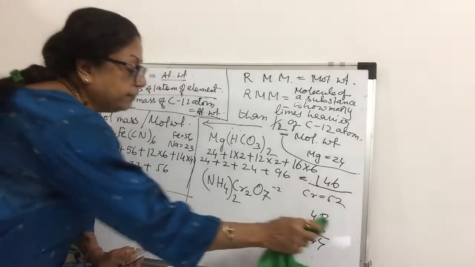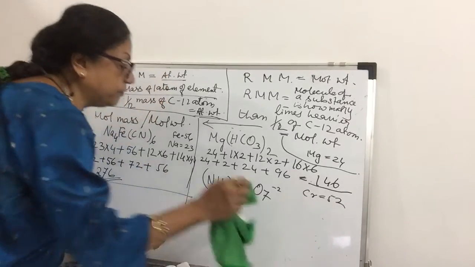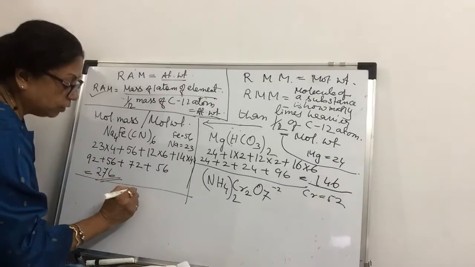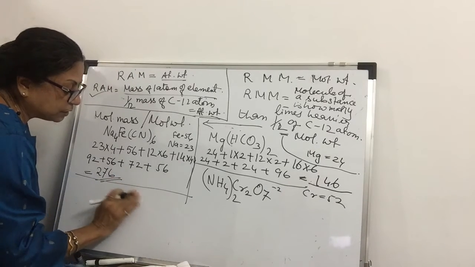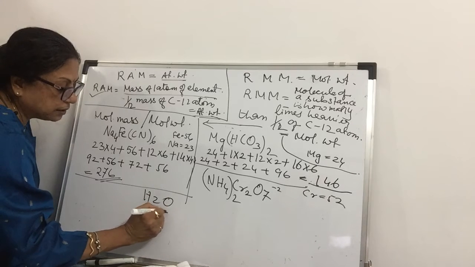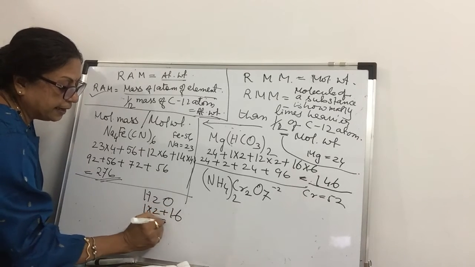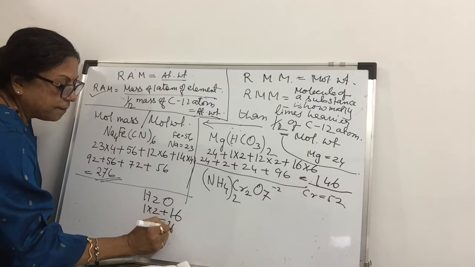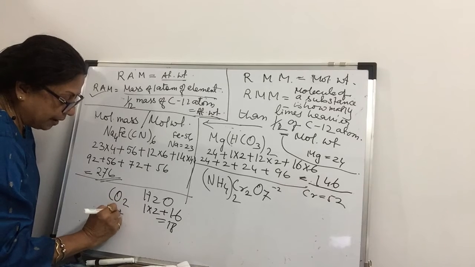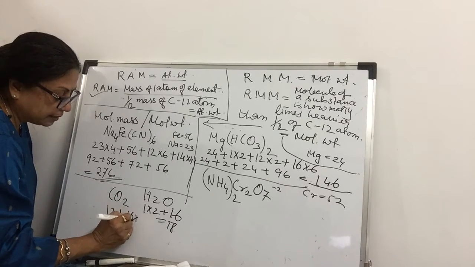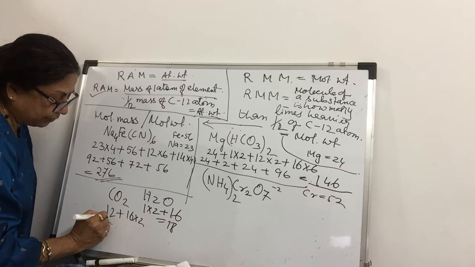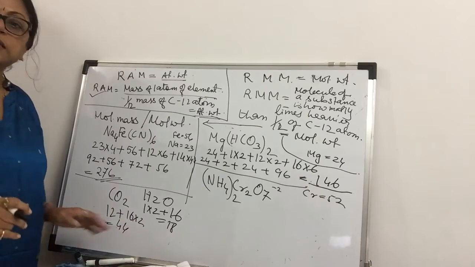Here again I have given another one which is very interesting. I have taken some difficult ones only, because easy ones you will be able to do. Suppose it's water. Water is very easy. Hydrogen is 1 into 2 and oxygen is 16, so this will be 18. If I take carbon dioxide, carbon is 12 and oxygen is 16 into 2 is 32. So 32 plus 12 is 44. So this is very easy.